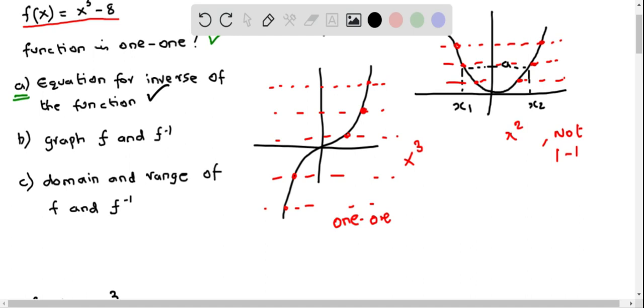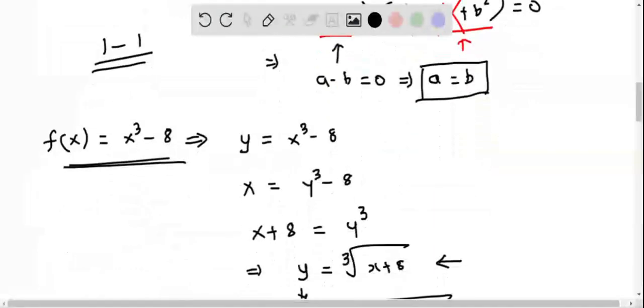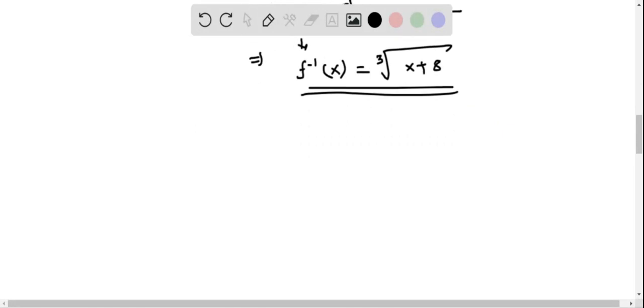Now let's move on to the next question, which is to graph both functions, function f and function f inverse. So let's do that. We first copy f and f inverse. f is x cubed minus 8 and f inverse equals the cube root of x plus 8.